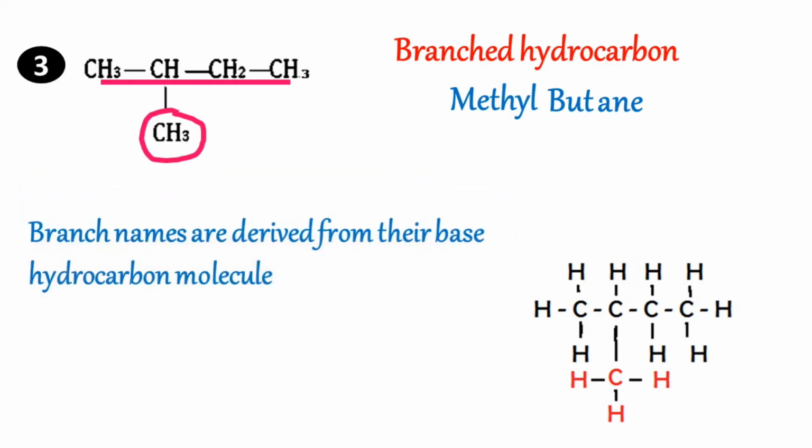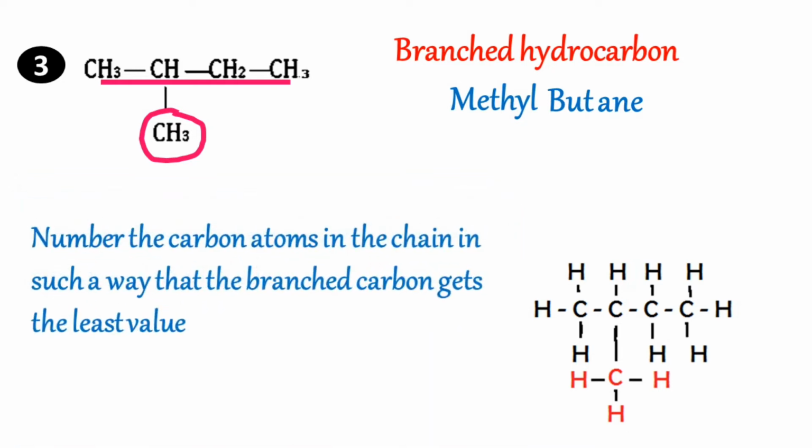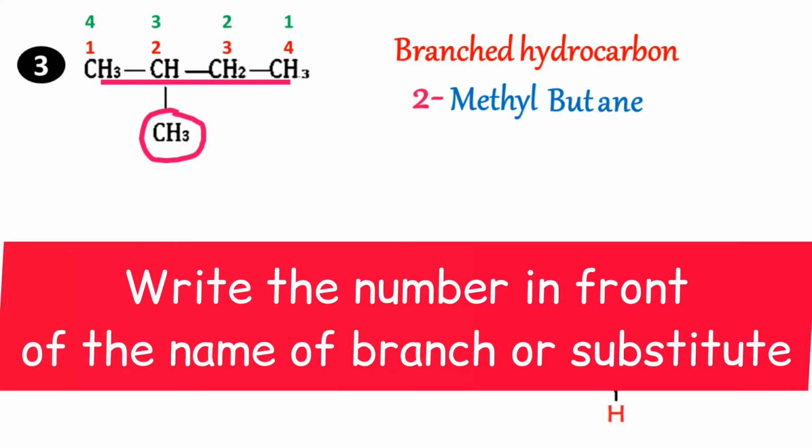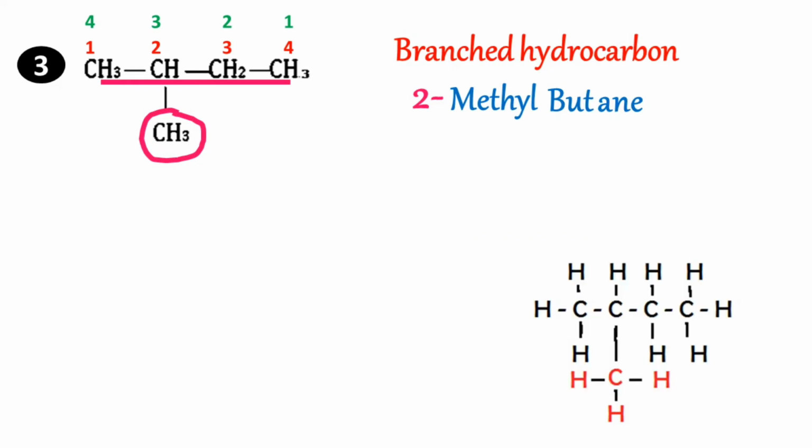Now, we have to number the carbon atoms in the chain in such a way that the branched carbon gets the least value. So now let's number the carbon atoms of the longest chain from either side. So we have 1, 2, 3, 4 as well as 1, 2, 3, 4 from the other side. If you see, the carbon atom that contains the branch has the least number, 2. There are two numbers, 2 and 3. Out of these, the least value is 2. So we choose the number 2 and put this as a prefix for the branch name, that is for the alkyl name. So the name of this hydrocarbon is 2-methyl-butane.